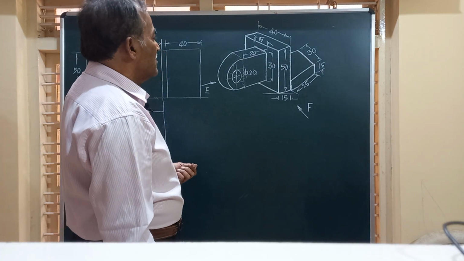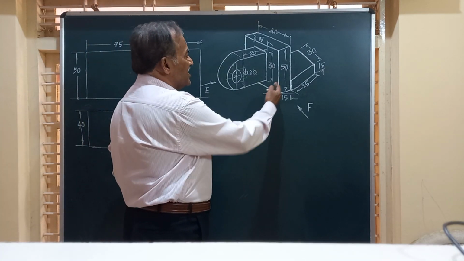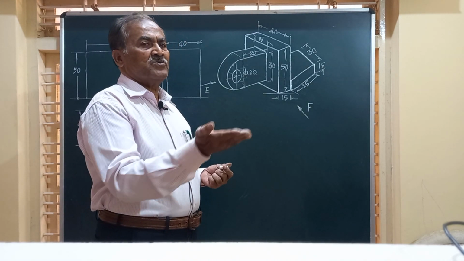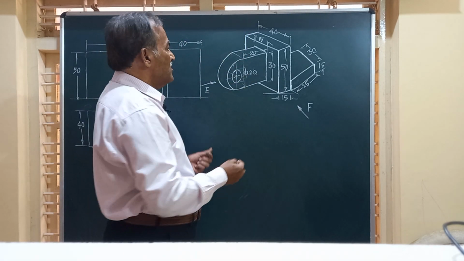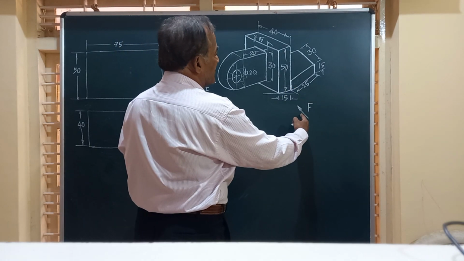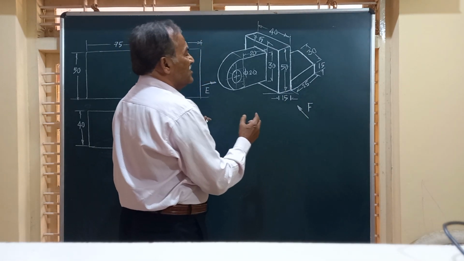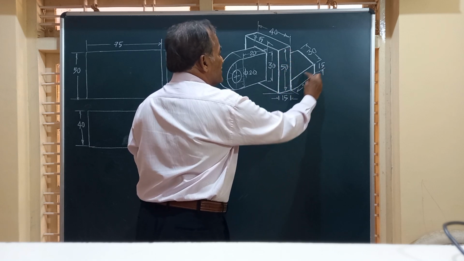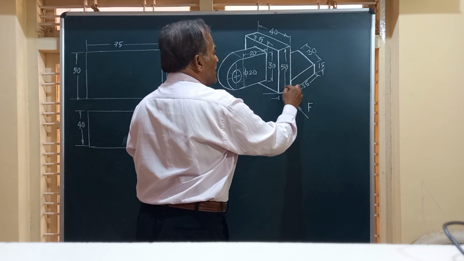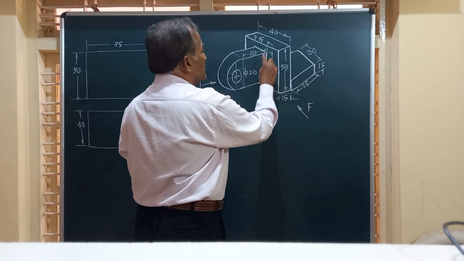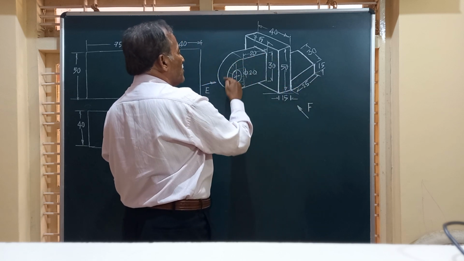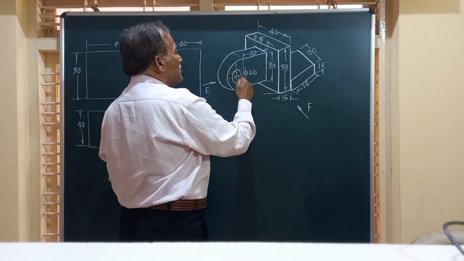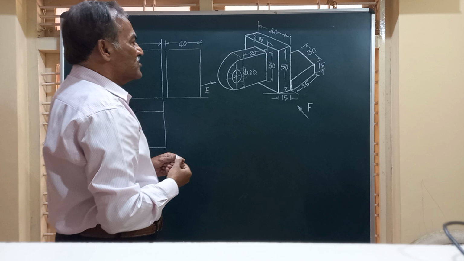Friends, now if you want to draw the front view, in the first angle projection, the front view is drawn above the XY line. So if you look in the direction of F shown here, you are going to see this L-shaped item. This appears as an L, and you have a rectangle over which you have a semicircle with a hole of some diameter drilled through it.